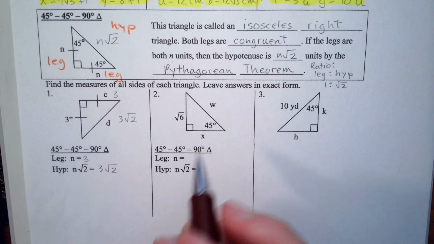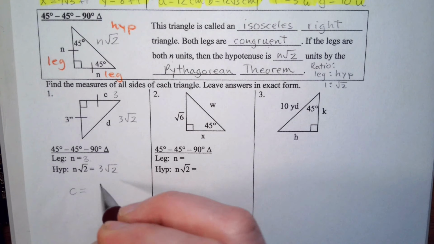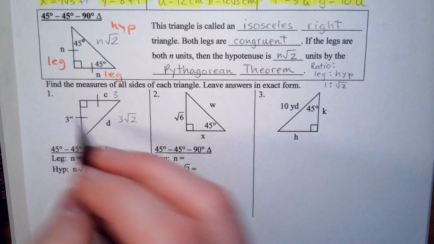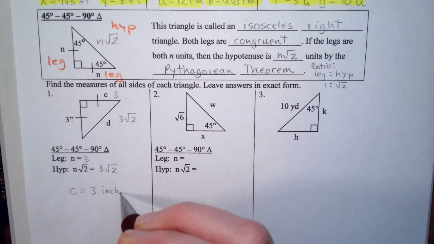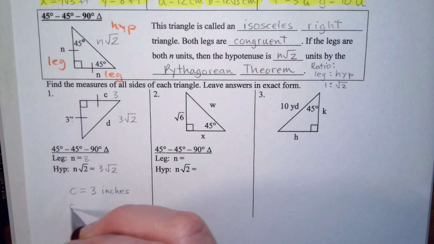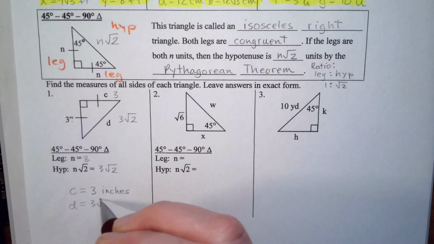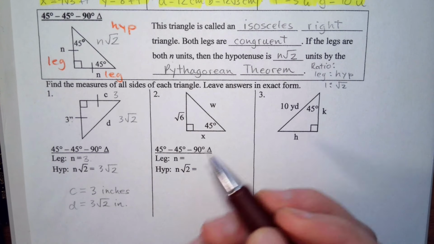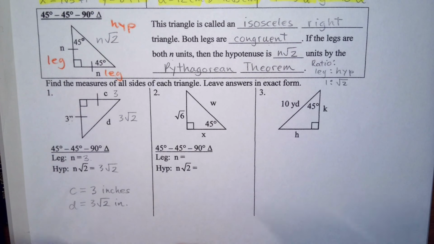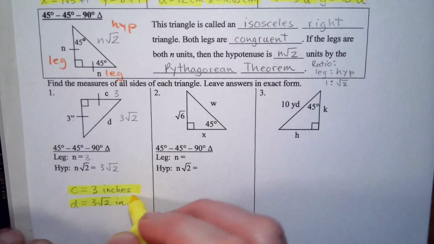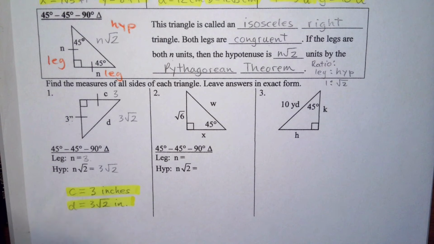Okay, let's answer the question. So C is a leg, so we have 3 inches. And the hypotenuse, letter D, is 3 root 2 inches. And we'll highlight our answers. Okay, this is complete work, justification work, and then the answer.